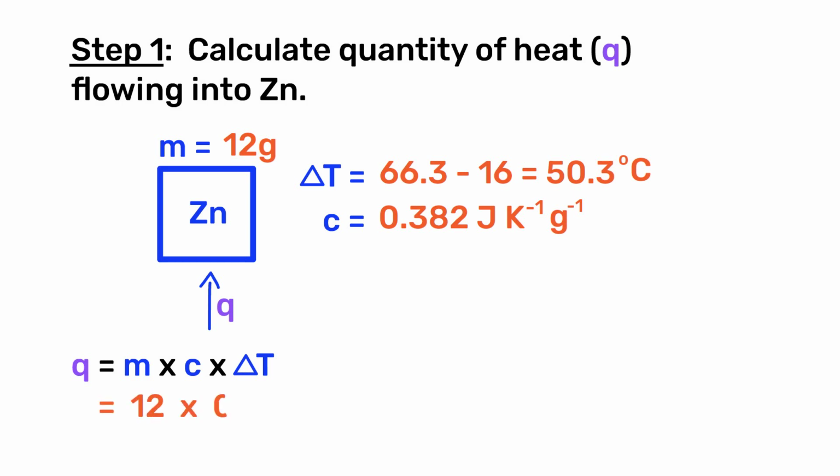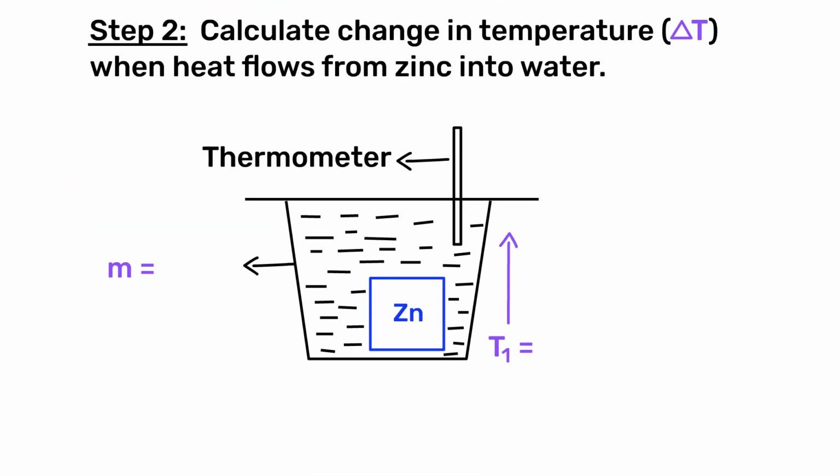And you put in the values and calculate the specific heat, which is 230.6 joules. Next, you put the piece of zinc into water and assume that all the heat Q flows into water and there's no heat lost to the surrounding. The mass of water is 50 grams. Initial temperature is 27 degrees Celsius.